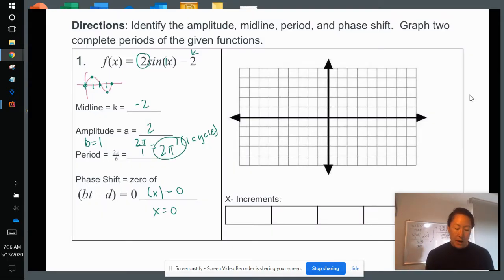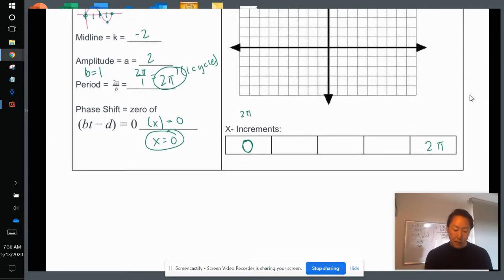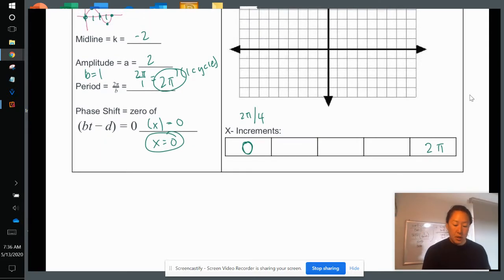It takes me 2 pi to complete one cycle. And I start at 0, because my graph has not been shifted left or right. And then I'm going to take my 2 pi, because it takes me 2 pi to get to the end of my cycle, and I'm just going to divide it by 4. So 2 pi divided by 4, I can reduce by 2, giving me pi over 2. So I'm going to count here by pi over 2, or 1/2 pi.